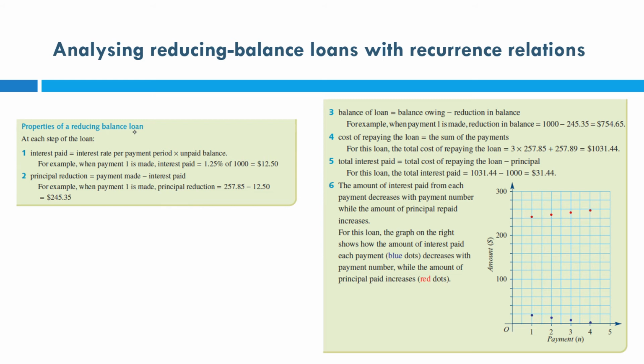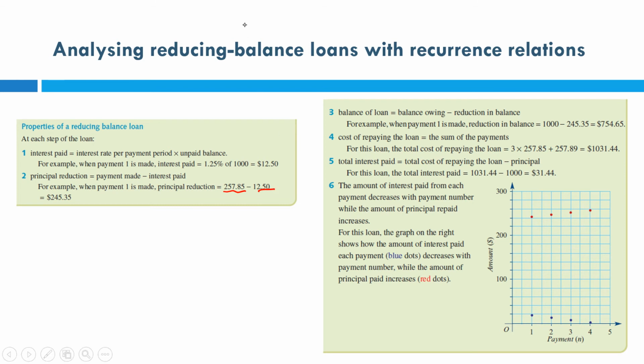For example, when payment 1 is made, the interest, as I was saying earlier, was 1.25% of 1,000. So that's $12.50. The principal reduction there is the payment made less that amount, so $257.85, which was D, our repayment, take away that interest amount, which is $12.50 in the first payment.